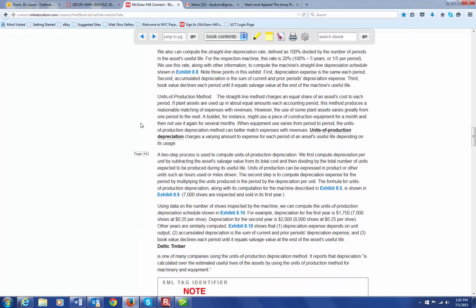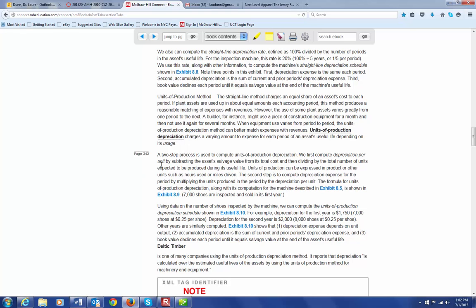Now, another method that can be used is the units of production method. Whereas the straight line method charges an equal amount of the asset's cost to each period, you're going to do something differently with the units of production. They give you examples of how, depending on the industry you're in, the units of production method might be better than using a straight line method. So under units of production, you charge a varying amount to the depreciation expense, depending on the actual usage of that particular piece of equipment.